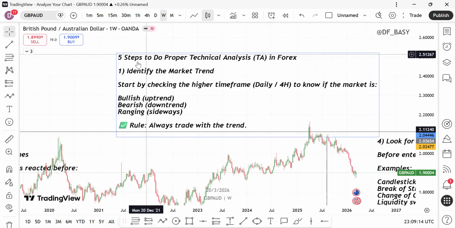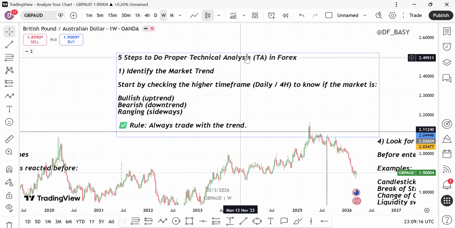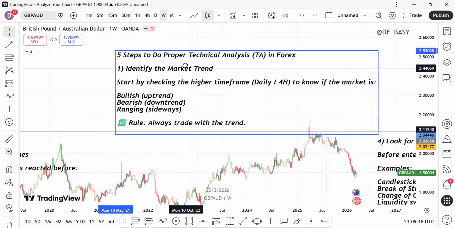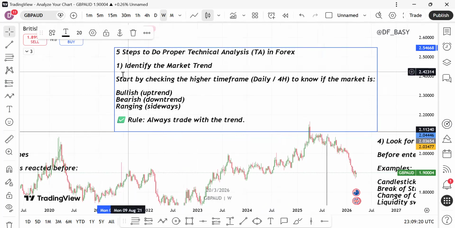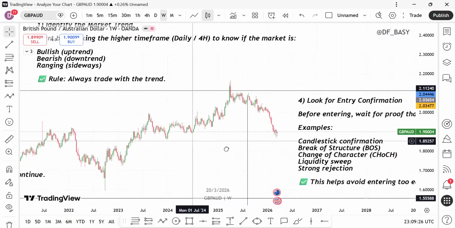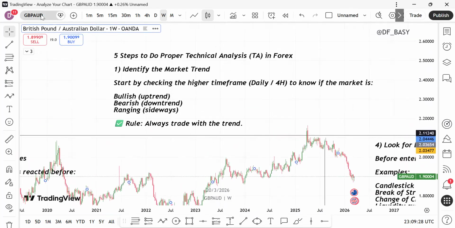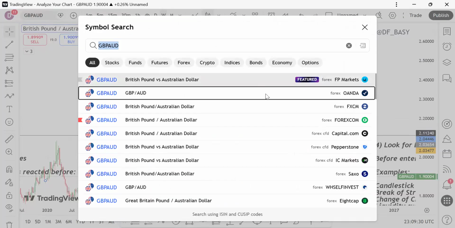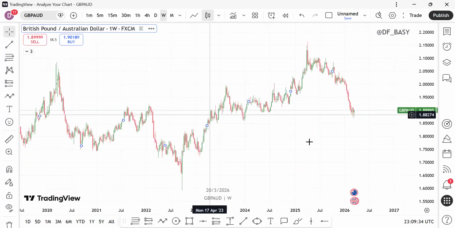So I have 5 steps here that can help you do a proper technical analysis in Forex. Number one, you need to identify the trend of the market. This is where most people get it wrong. Most beginner traders get it very wrong there. Most of them don't really know.